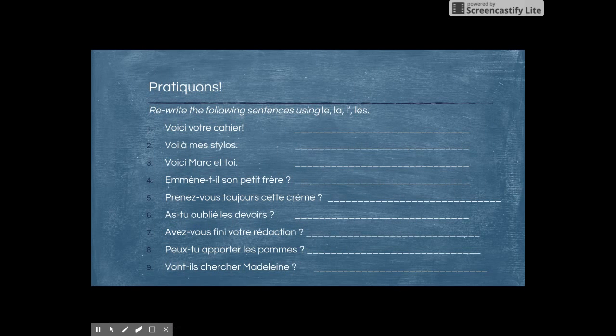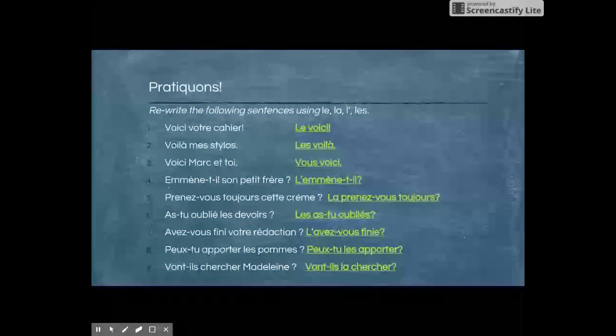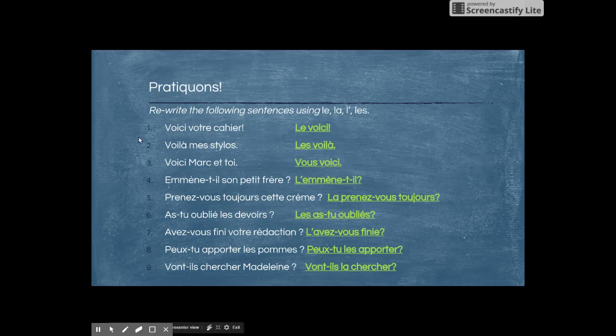So for the last time, press pause and rewrite the following sentences using le, la, l'apostrophe, and les, practicing our direct object pronouns, again with our new notes with voici, voilà, and inverted questions. So let's look at these correct answers. So numéro 1, 2, 3, we had voici, voilà, and voici. So again, our direct object pronouns need to go before that word. So numéro 1, voici votre cahier. Votre cahier is masculine singular. Le voici. Voilà mes stylos, masculine plural. Les voilà.